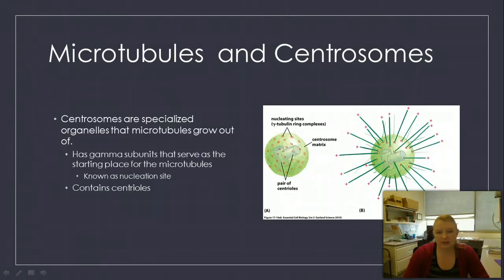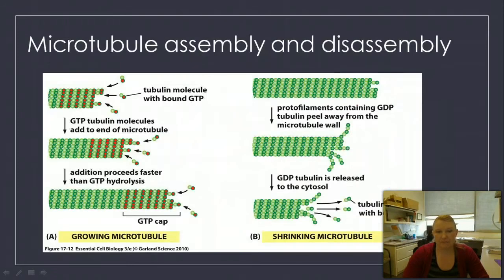So let's look at how we assemble and disassemble those microtubules now. You can see here an example of assembly and disassembly of the microtubule. Let's start with the assembly aspect. The tubulin molecules that we talked about, those alphas and the betas, have an attached GTP molecule. And they add on and assemble as we see here. This assembly happens really quickly. This GTP is just going to hang out there. It's not going to be hydrolyzed into GDP like we normally see energy use being dealt with.